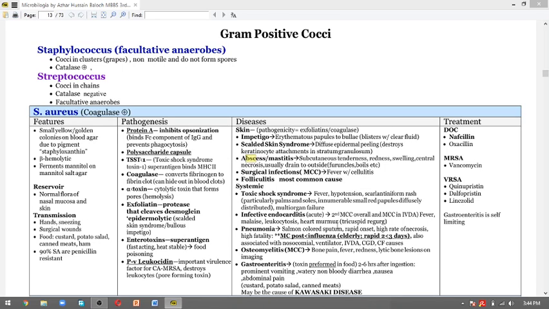While for the treatment, we can see here that dicloxacillin or oxacillin are given. These both penicillins are penicillinase resistant and are not destroyed by penicillinase enzymes, while for the MRSA strains, which are methicillin-resistant Staph aureus, vancomycin is administered, and for those which also get resistance to vancomycin, we can give quinupristin-dalfopristin. These are streptogramins, and linezolid can also be given. Gastroenteritis is self-limiting. That is all for today, sorry.